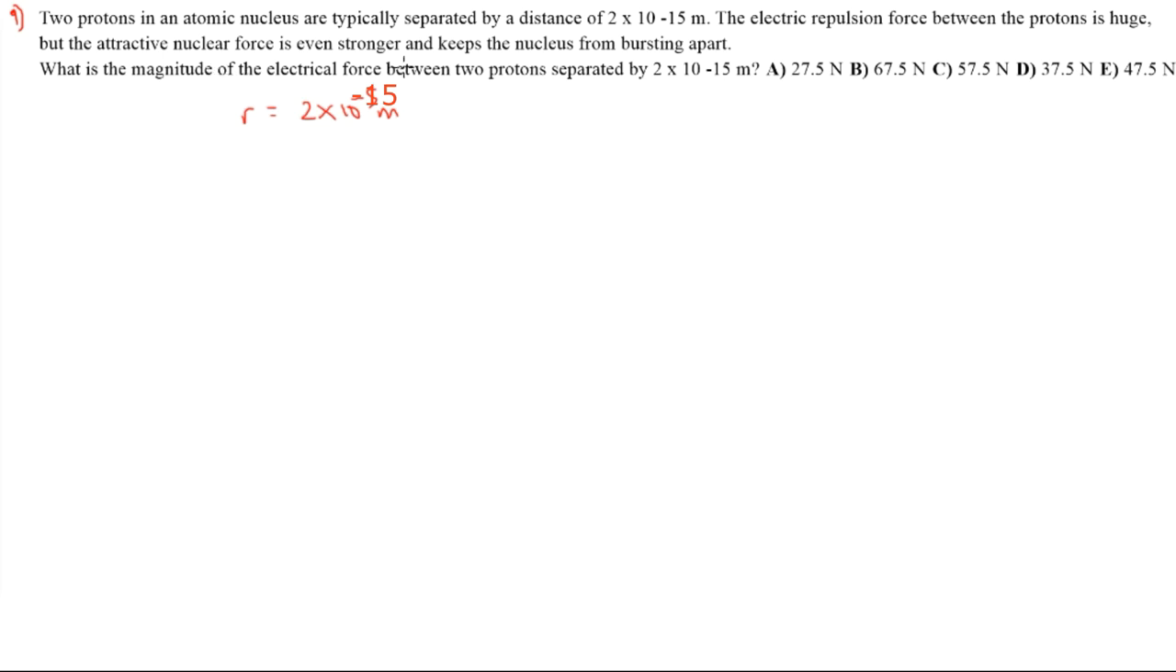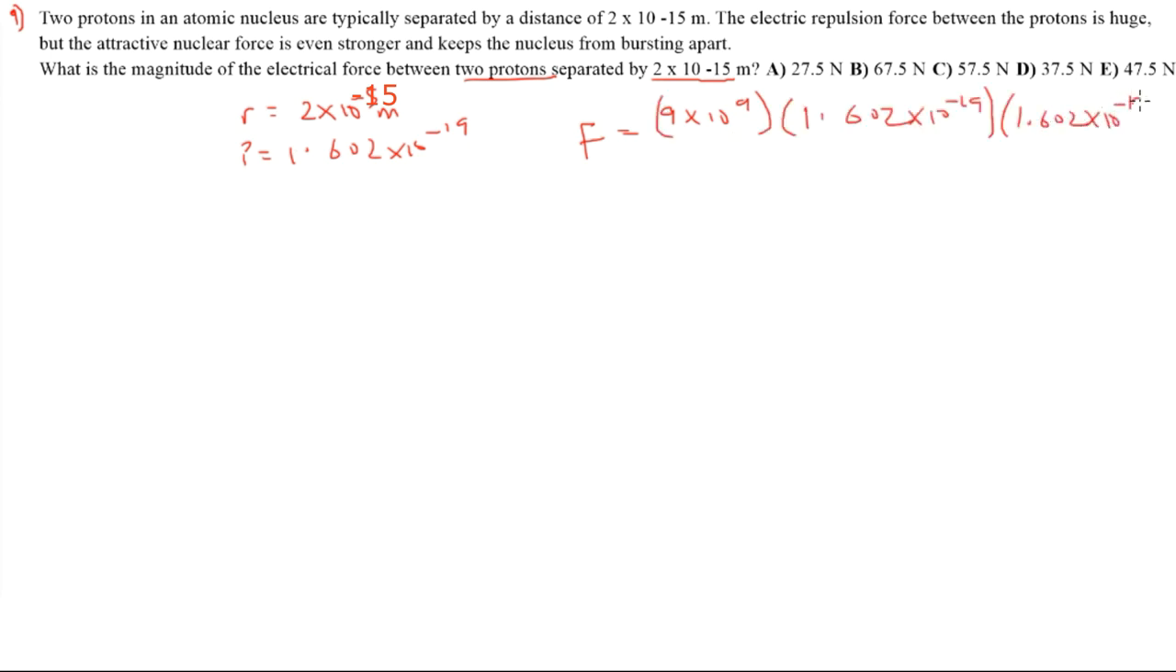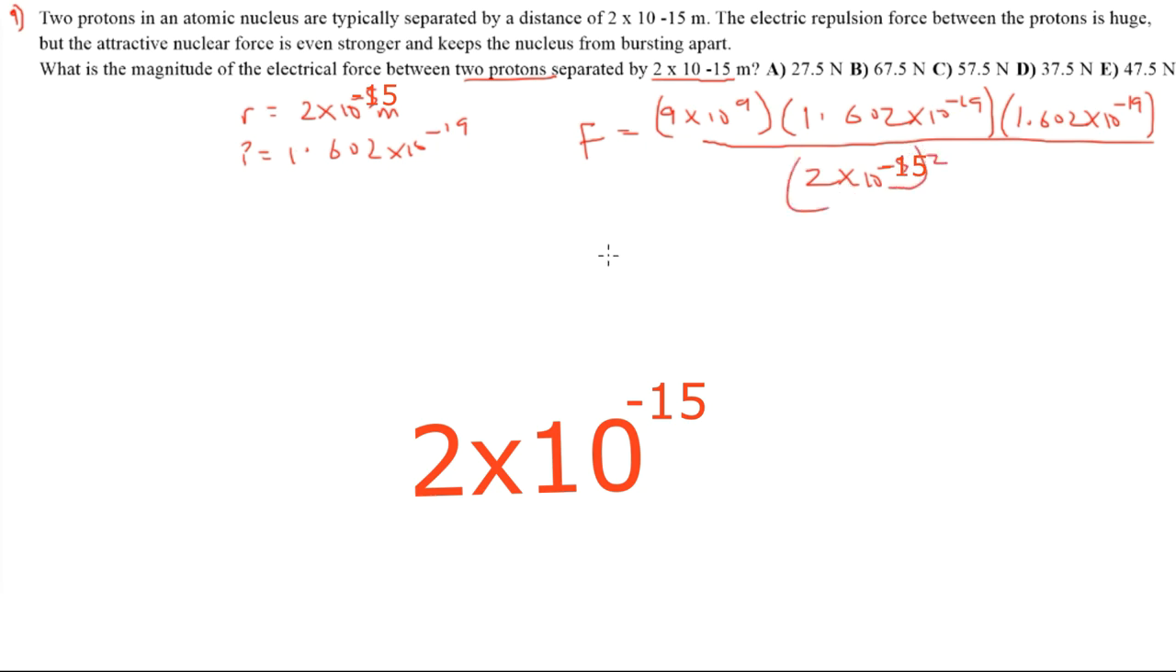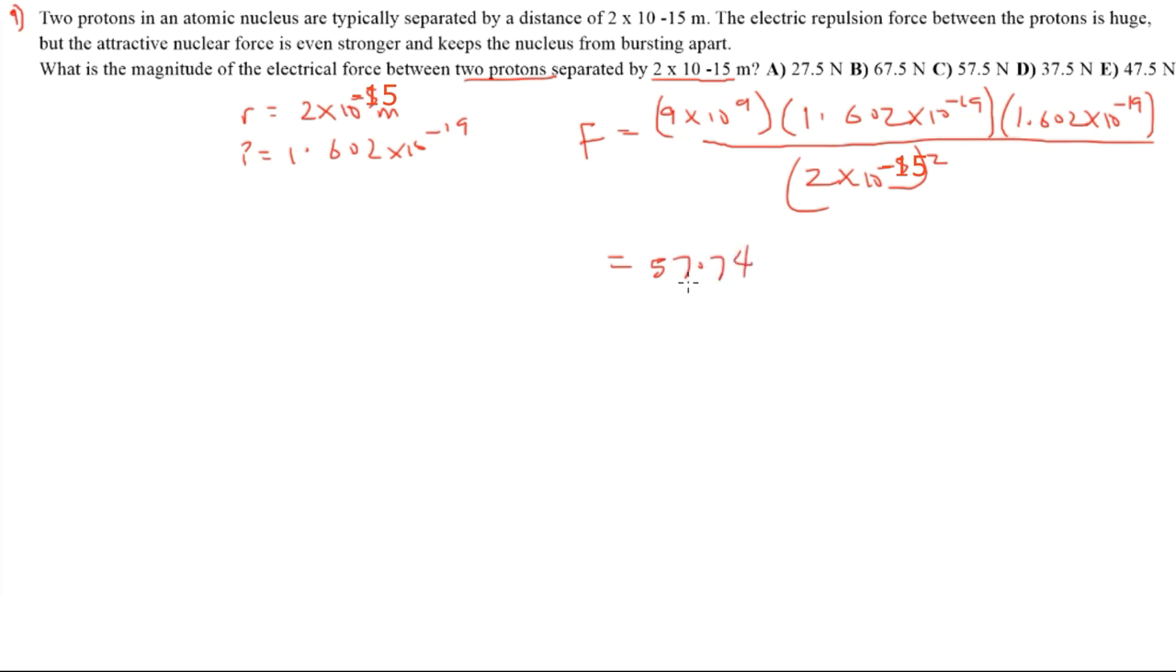What is the magnitude of the electrical force between two protons separated by this distance? We need to know the value of the charge on a proton, which is 1.602 × 10⁻¹⁹, the same as that of an electron. So I can go ahead with my formula. The force will be equal to K, where K is 9 × 10⁹, times 1.602 × 10⁻¹⁹ twice, over the square of the distance between them, 2 × 10⁻¹⁵ squared, and that is equal to 57.74 newtons. That's supposed to be 57.5.